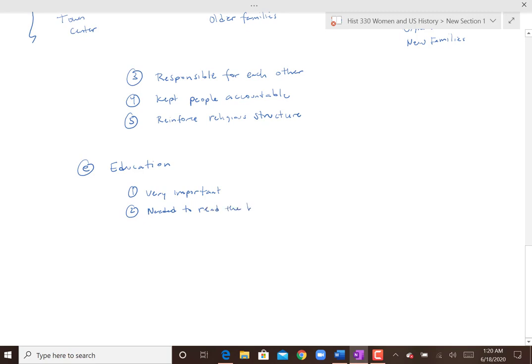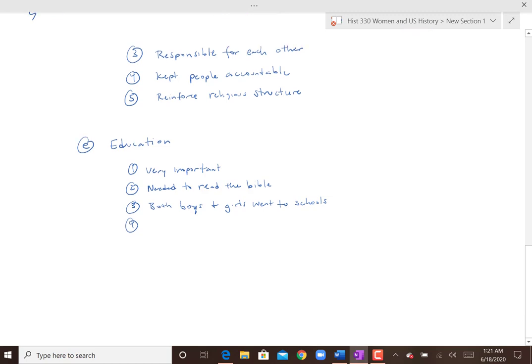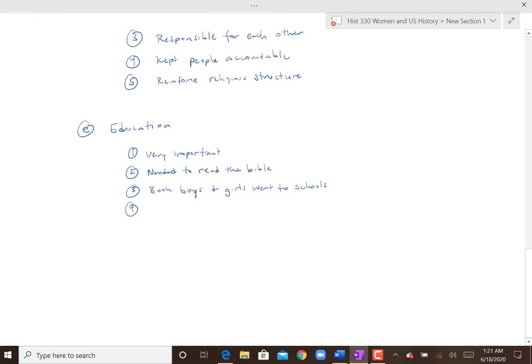You were responsible for interpreting and understanding to a degree. The ministers helped you, but it was a rejection of the Pope and the idea that the priests were the authority of God, and they kept people from reading the Bible to make their own interpretations. So both boys and girls went to public school. They went to basically elementary school. Now, only boys could continue on to what became essentially college later on for becoming ministers. The elementary school, both boys and girls were educated.